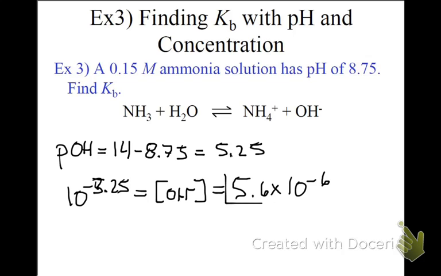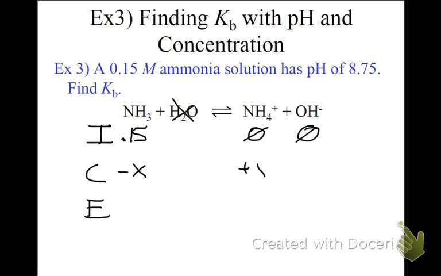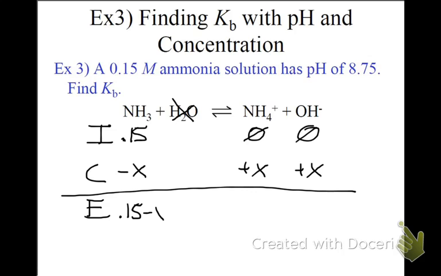Alright, let's remember that number because we're going to use it in a couple different places here in the next part. Let's clear the screen and take a look at an ICE table. So ICE. Remember, H2O, that's a pure liquid, so we're not going to factor it in. This one starts at 0.15 molar, 0 and 0. This is going to change by minus x. This is going to increase by x. And then at equilibrium, 0.15 minus x, and then plus x, plus x.